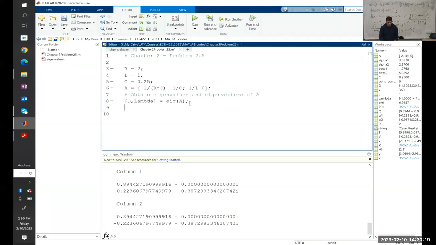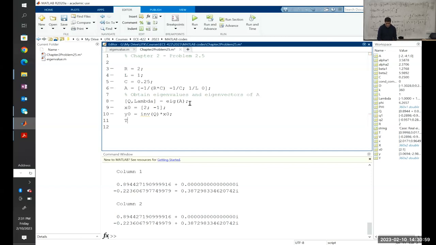When we have these, what else do we need? We need the initial condition. The initial condition is 2 volt for the voltage in the capacitor and -1 for the current in the inductor. So the initial condition for Y will be the inverse of Q times X zero. And now we're going to get the solution for Y, but the solution for Y depends on the time variable. So we need to define that time variable using a vector.